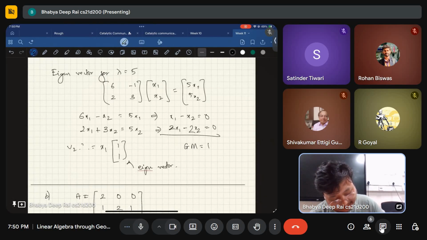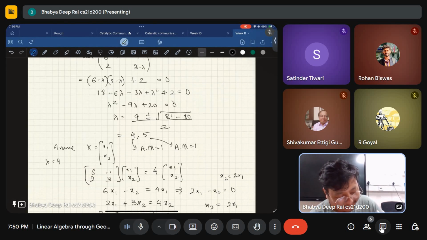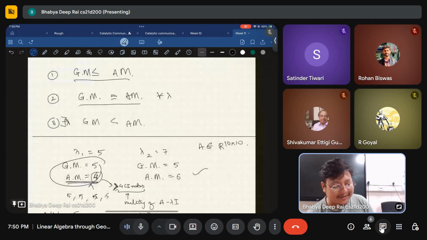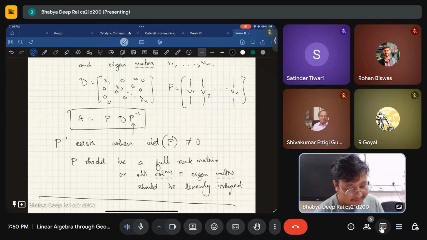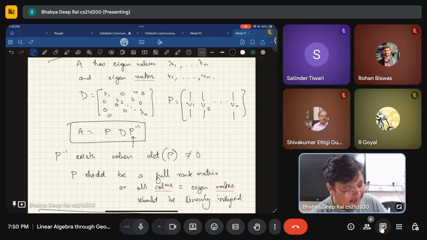So let's look at the first case. In the first case you have 4, 5. Algebraic multiplicity is 1 and geometric multiplicity is 1. So this is where algebraic and geometric multiplicity actually come into the picture. Suppose geometric multiplicity is less than algebraic multiplicity.